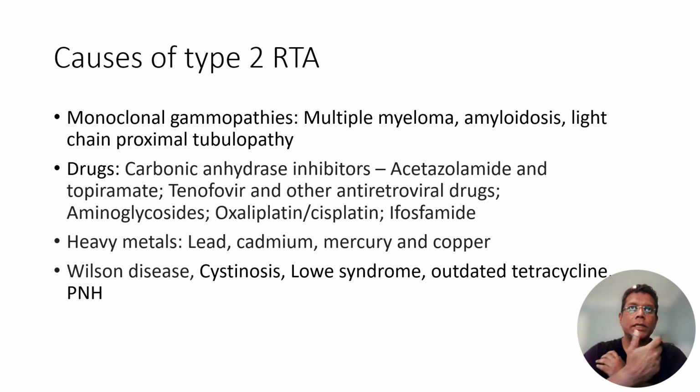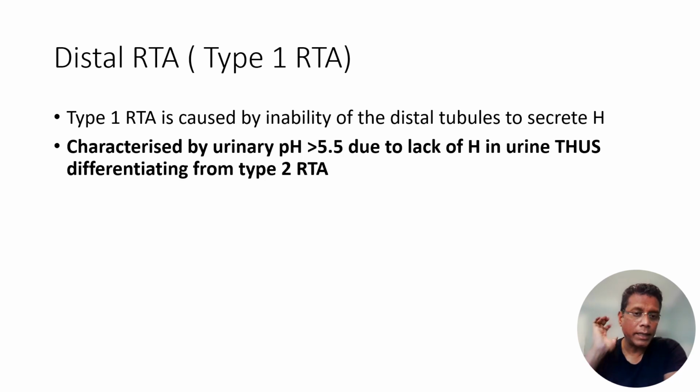Drugs, obviously, you could see that carbonic anhydrase is intricately involved in the process. So anything that inhibits carbonic anhydrase, for example, acetazolamide, which is used by our ophthalmology colleagues to treat glaucoma, topiramate, which is used by our neurology colleagues, tenofovir and a few other antiretroviral drugs, sometimes aminoglycosides, and a few other drugs, heavy metals, and a few other conditions, as you can read through that. So that kind of sums up just the causes and the basic pathophysiology of proximal RTA, which is type 2 RTA. And distal RTA is caused by inability of the distal tubules to excrete or secrete hydrogen, and you're acidotic because you're retaining hydrogen.